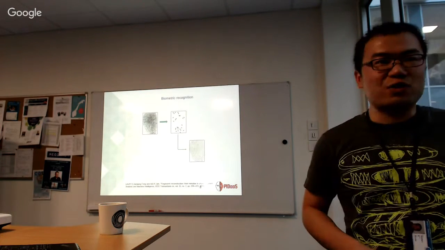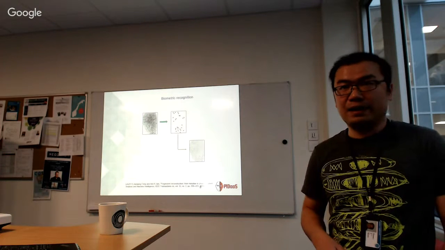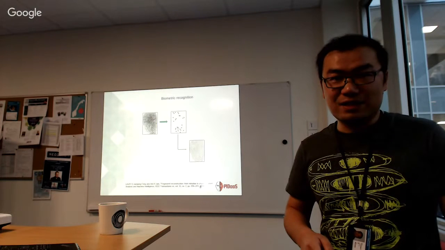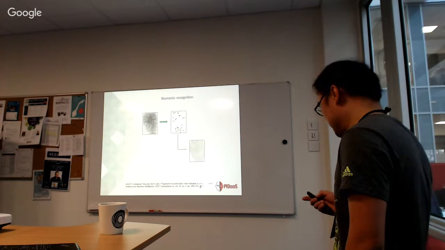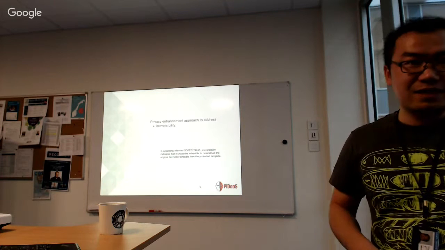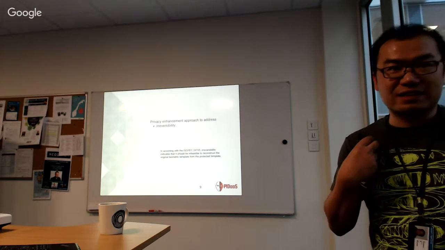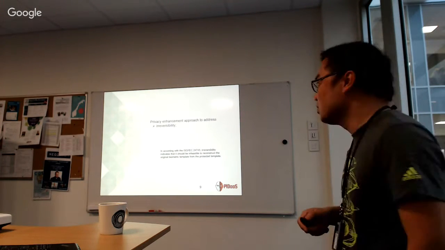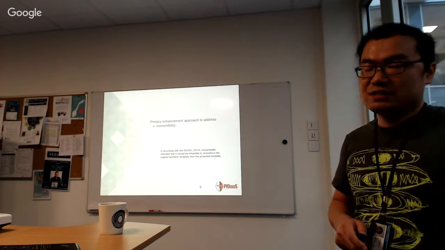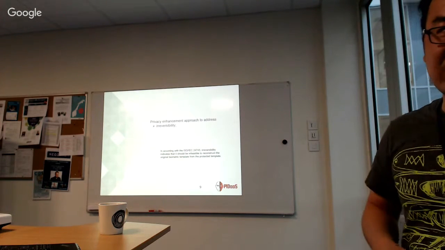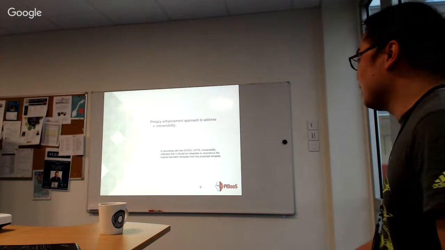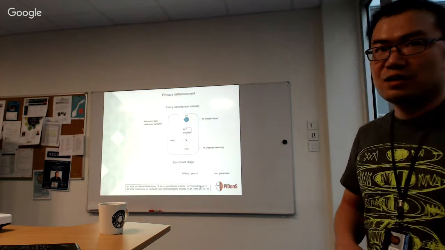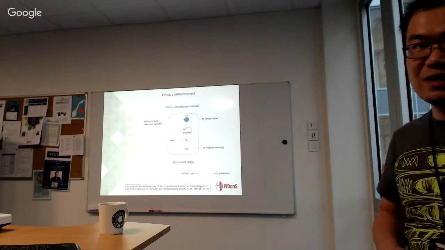So the first requirement for our privacy enhancement method is to guarantee irreversibility. According to the ISO standards, irreversibility indicates that it should be infeasible to reconstruct the original biometric data from the protected template. How can we guarantee this? One solution could be the fuzzy commitment scheme.